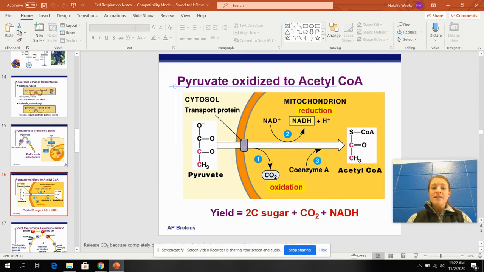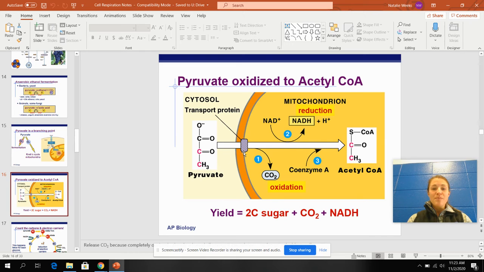However, we have something that is called trimming. It's also called the link reaction. It's called both trimming and the link reaction. So what happens is pyruvate gets oxidized to acetyl coenzyme A.